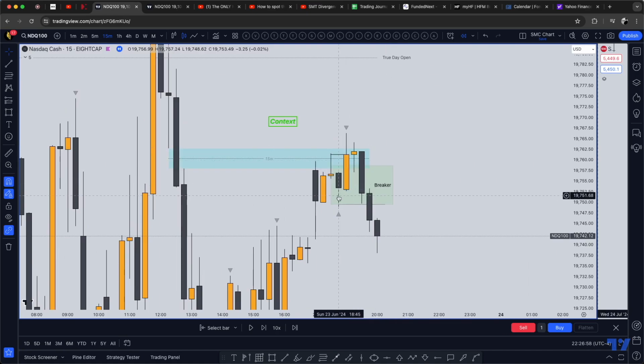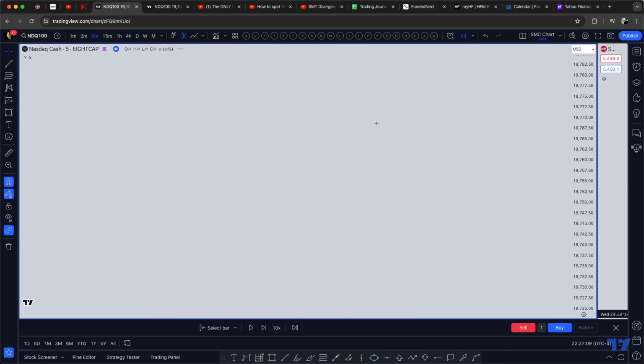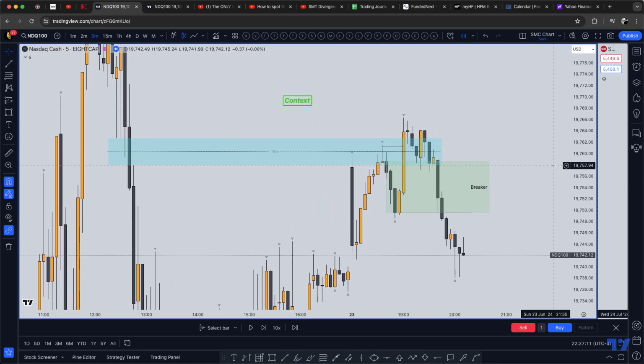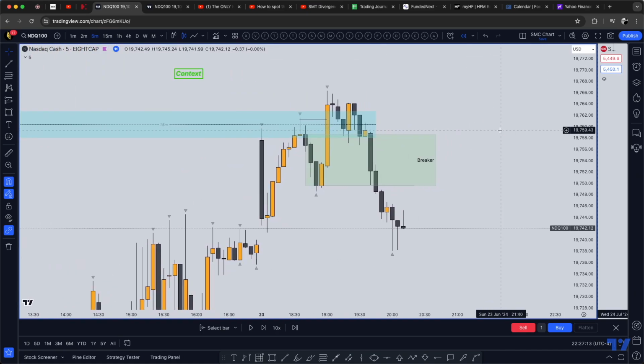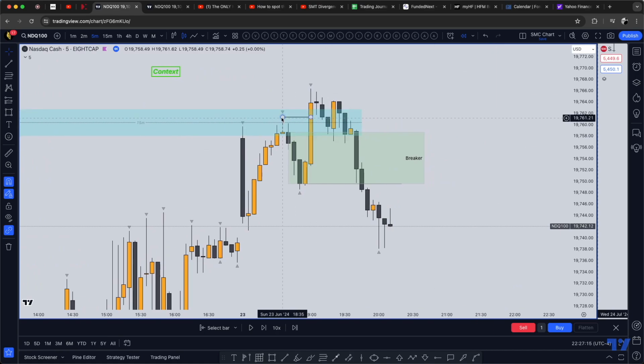Right here, actually, on the 15-minute looks quite good as well. You have that high, low, higher high, lower low. So I'm seeing a lot of things already, even on the 15-minute is looking good. But this formation was on the 5, and this example is better on the 5 right here.